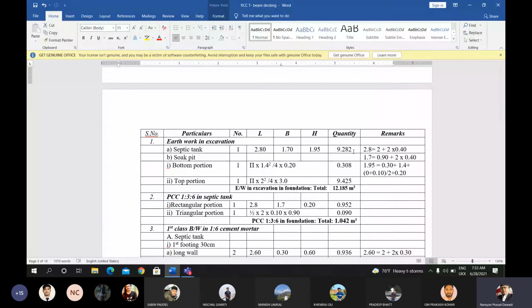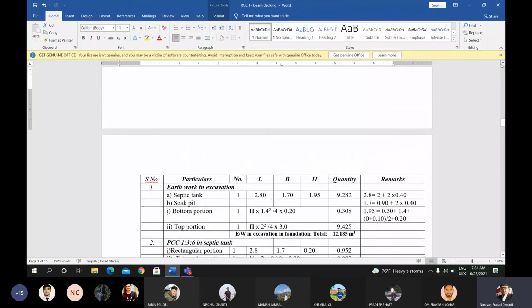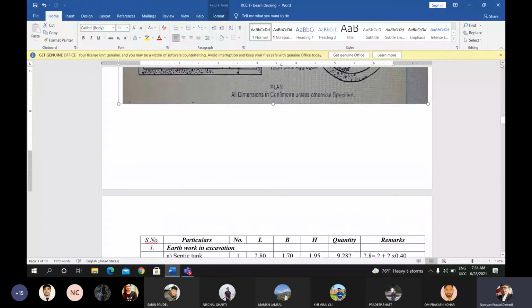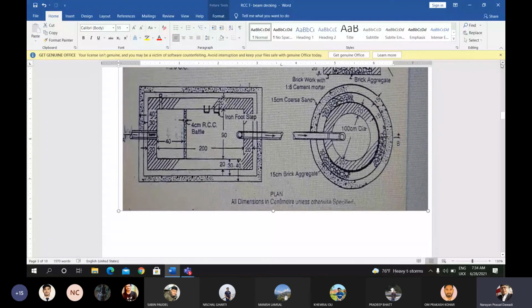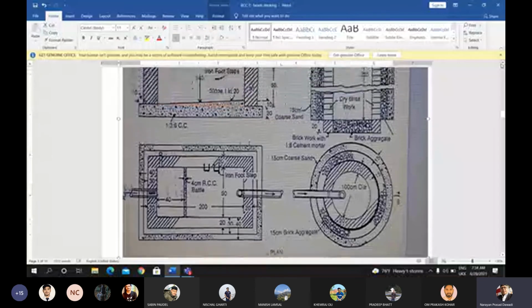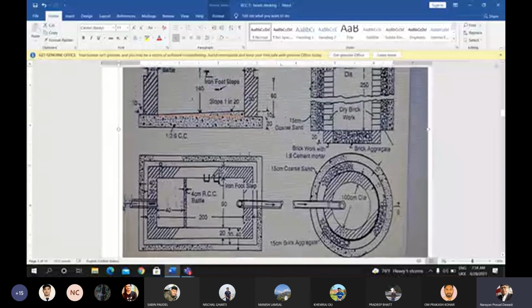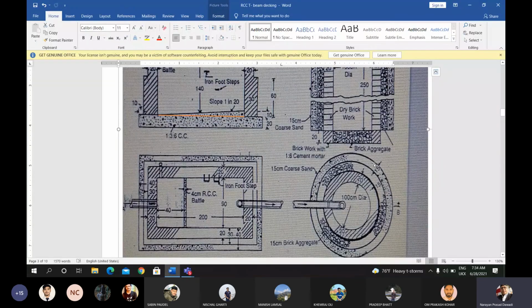Now, the excavation for the septic tank is over. Let us move to the excavation for the soak pit. For the soak pit, the excavation should be done up to the bottom portion, up to this bottom portion.